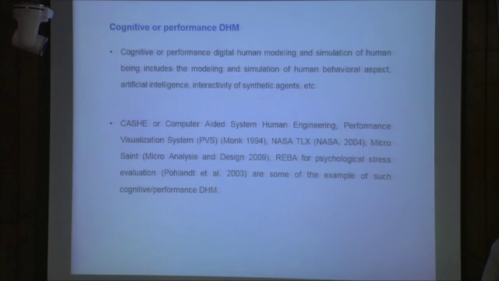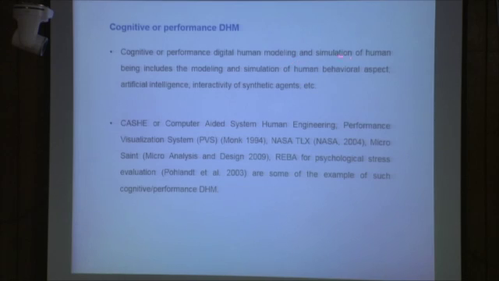Next, another type of digital human model is cognitive digital human model. It is still in development phase because in many universities and research organizations research is going on in this particular area and new research findings are coming out. So what does this cognitive and performance digital human model deal with? Cognitive and performance digital human modeling and simulation include modeling and simulation of human behavioral aspects, artificial intelligence, interactivity of synthetic agents, etc. So these are the areas which cognitive digital human models deal with.